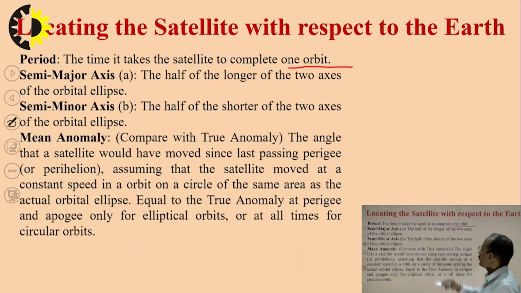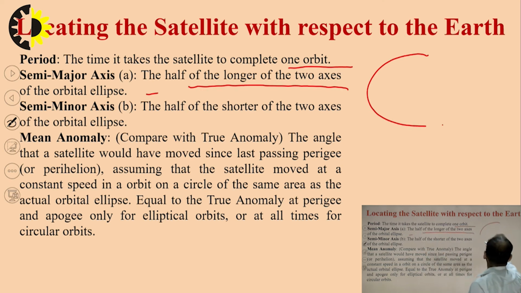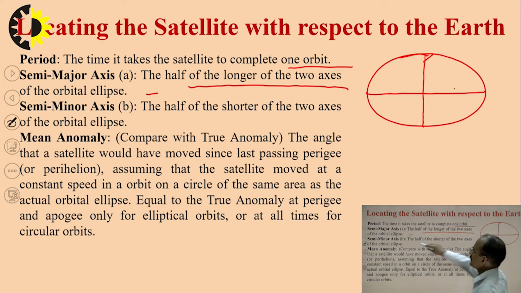Now semi-major axis A, the half of the longer of the two axes of the orbit. This is the ellipse. These are the two axes, the long one and the short one, the major axis and the minor axis. Half of the major axis is the semi-major axis A. Half of the minor axis is the semi-minor axis B.